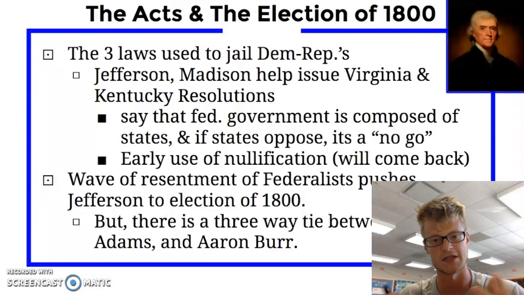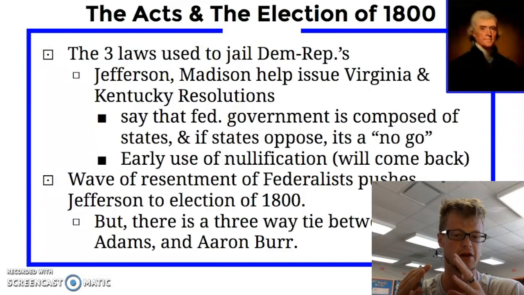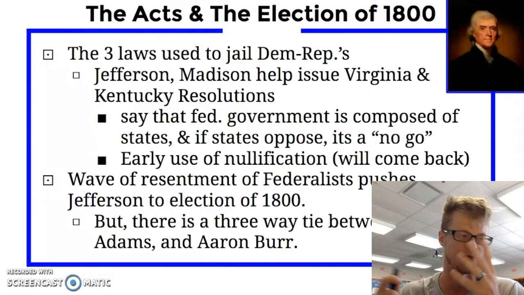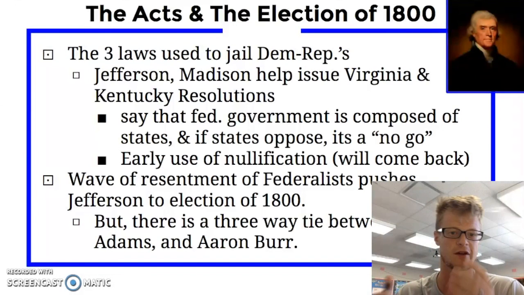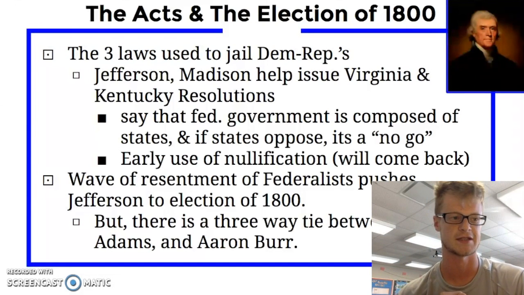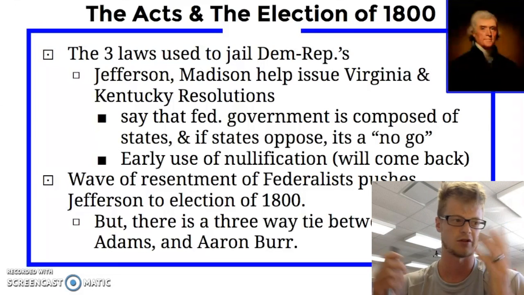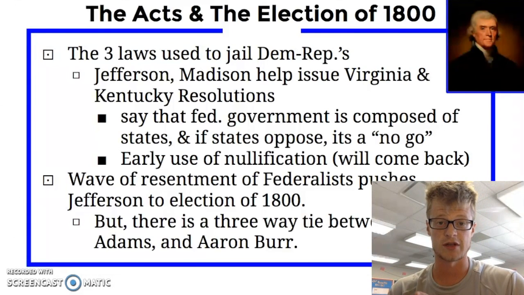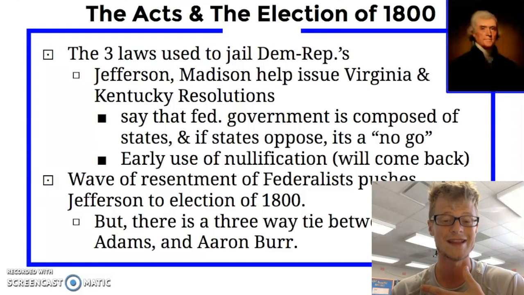So again, the idea is that Jefferson and Madison are basically saying the federal government is only there because states have come together and made it, and if the states think a law is a bad thing, then the law shouldn't exist. Along with these resolutions, the whole American populace really hated the Federalists for putting in the Alien and Sedition Acts and the Naturalization Acts.